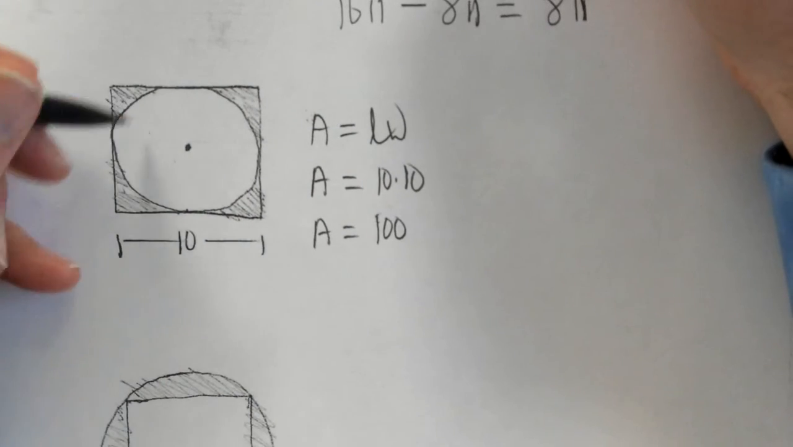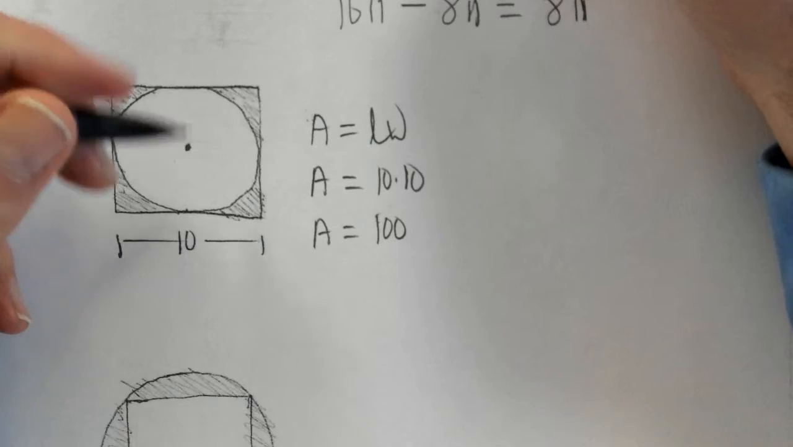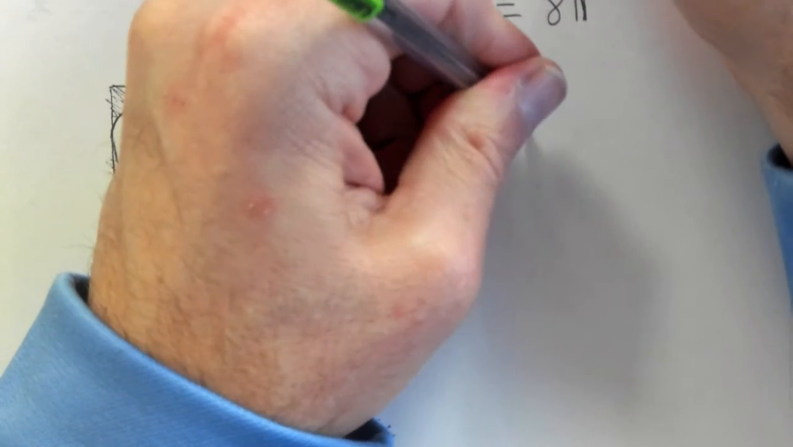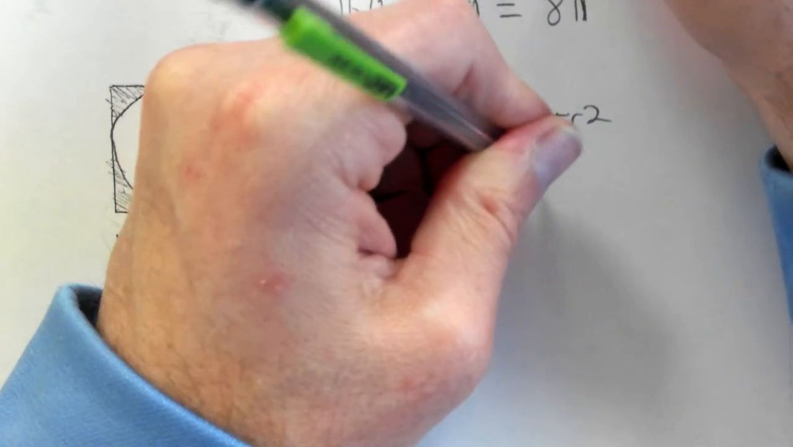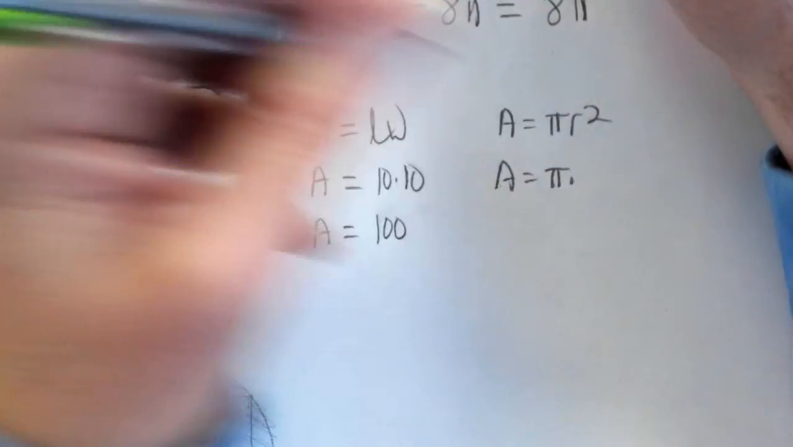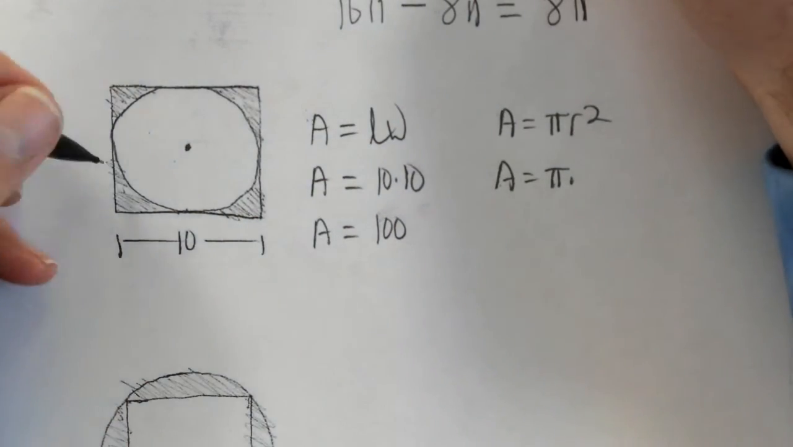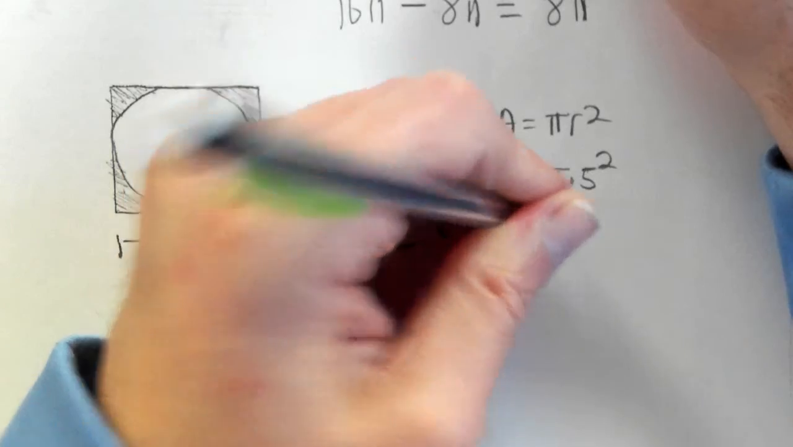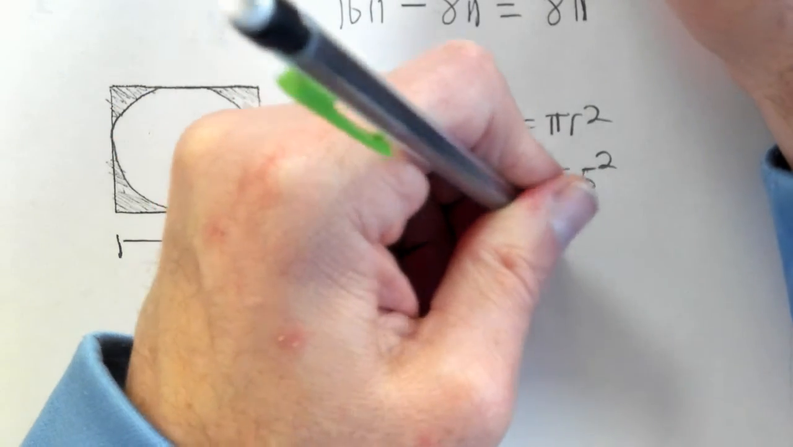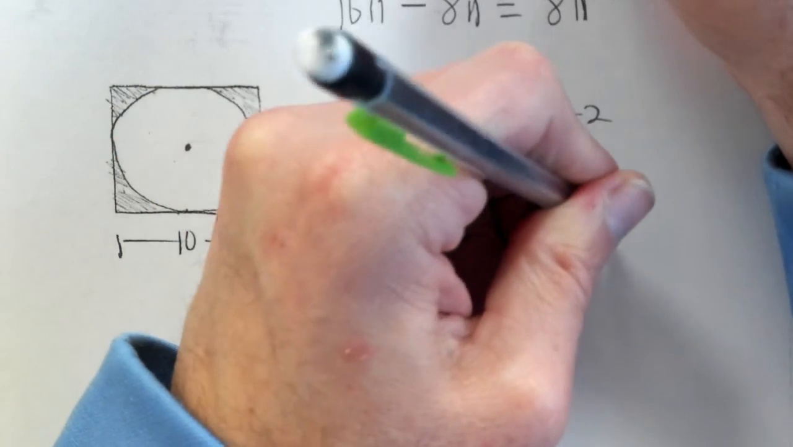Now I need to subtract off the empty space. Well, the empty space is a circle. What's the formula for area of a circle? Pi r squared. All right, so I've got area is equal to pi times the radius. In this case, if all the way across is 10, my radius is going to be 5. So it'll be 5 squared. And so I know that my area here is going to be 25 pi.